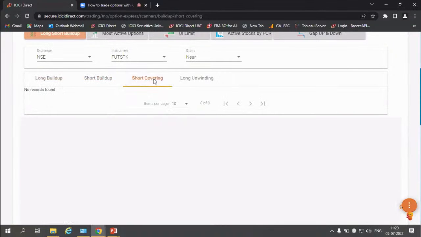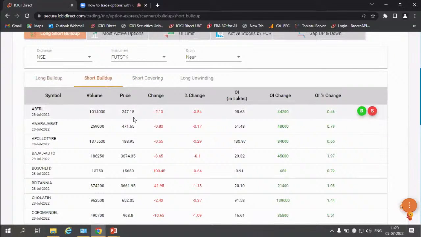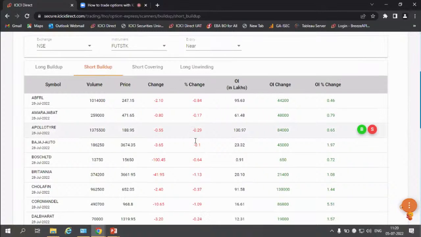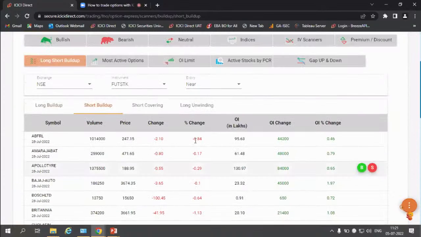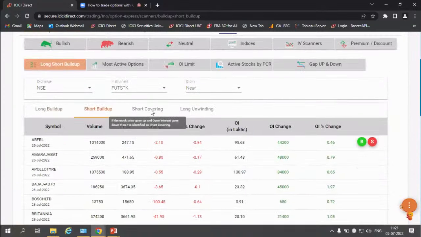Short covering is when people who have taken a short position are trying to square off their position. So in other words, it is also called short covering. Similarly, for long unwinding, people who have taken the long position are trying to square off their long position. They are trying to unwind their long position. So that is long build-up, short build-up, short covering, and long unwinding.